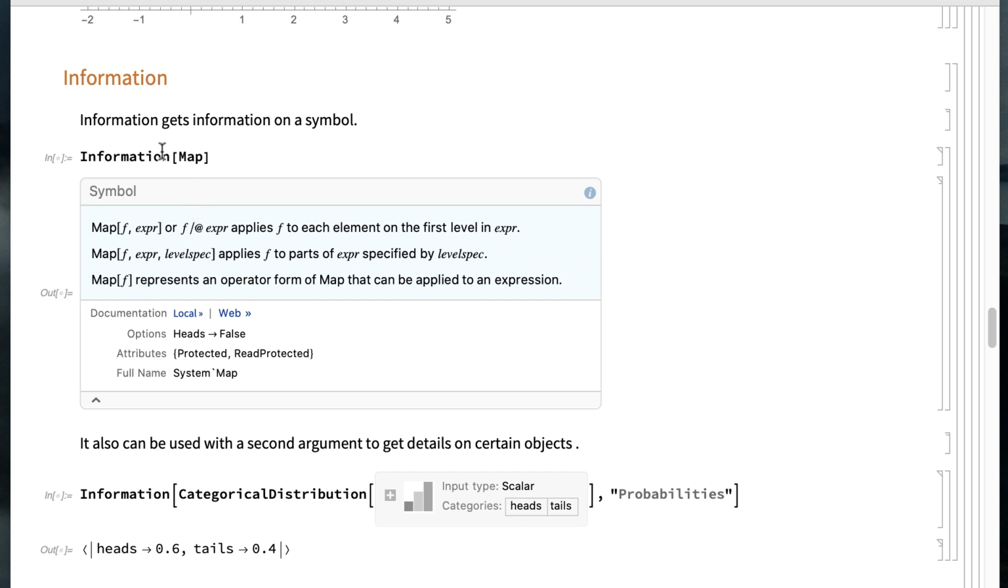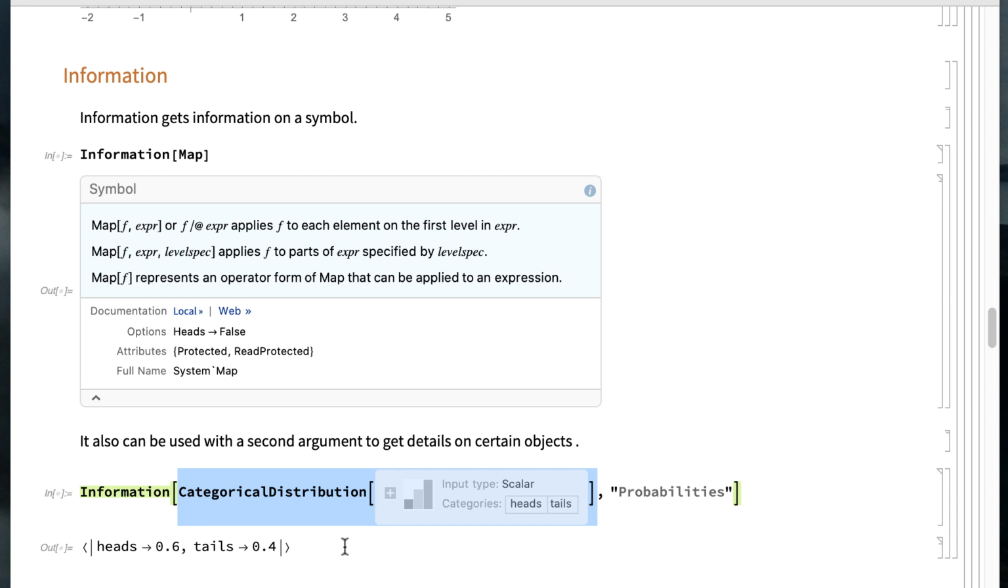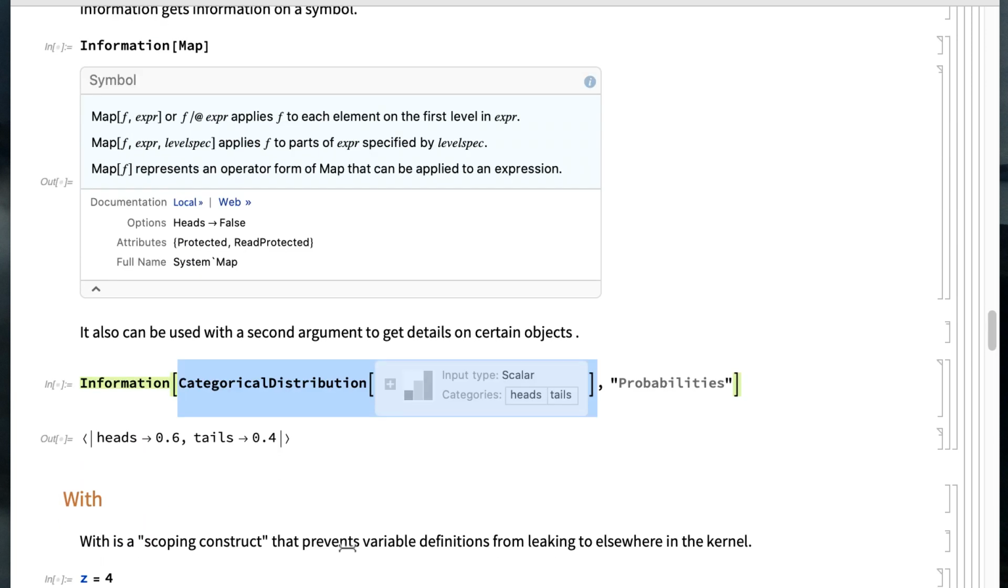Information is a way of getting the documentation without having to go to the help browser. Not that it's difficult, but here I'm getting information on Map. Also, some Wolfram language expressions have the ability to give selected forms of information. One of the ones we're going to see a lot is CategoricalDistribution when we use statistics. And here I'm saying, get me the Probabilities property on that CategoricalDistribution. And it's saying the probability of heads for this very bad coin is 60% and tails is 40%.